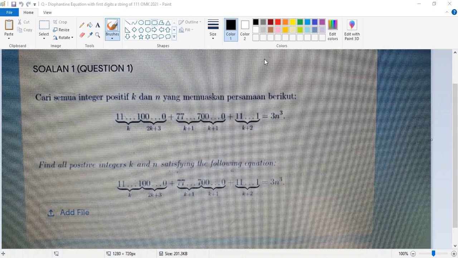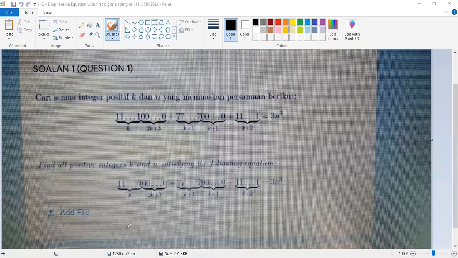Let's begin with this first question from Section B. It's from OMK 2021, the Malaysian National Mathematical Olympiad, or Olimpiad Matematik Kebangsaan. Question 1, let me read the question, please. Find all positive integers k and n satisfying the following equation.